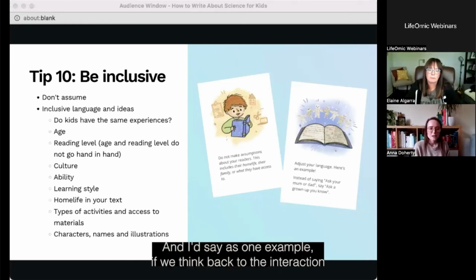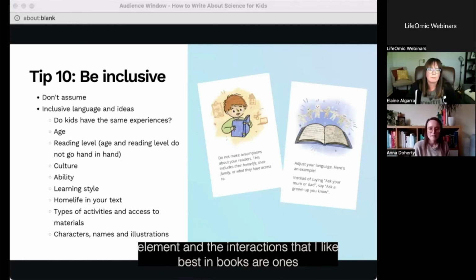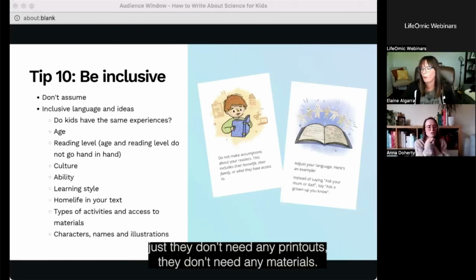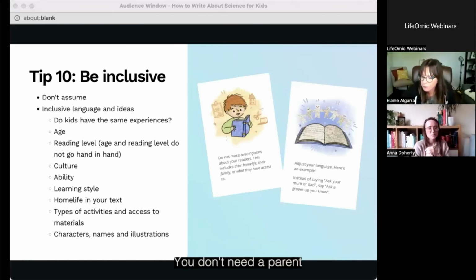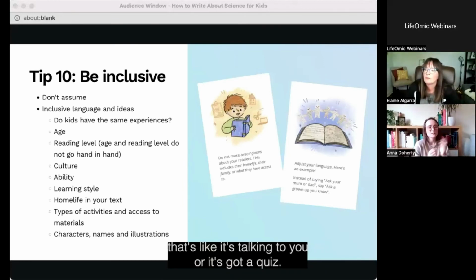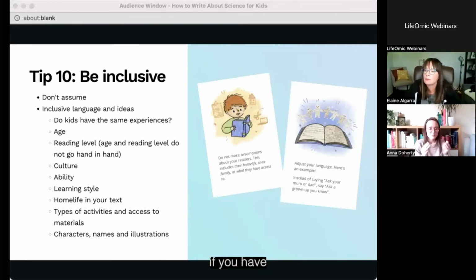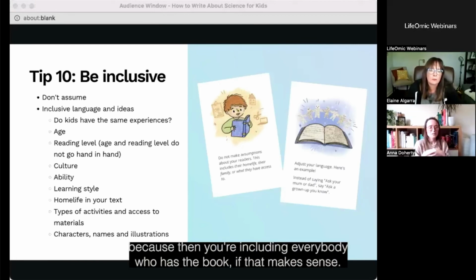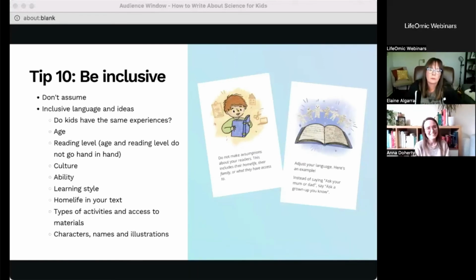And as one example, if we think back to the interaction element, the interactions that I like best in books are ones that are wholly contained within that book. They don't need any printouts, they don't need any materials, you don't need to go do something, you don't need a parent there or anything like that. Just something in the book that's talking to you, or a quiz that's in the book. If you have the physical book in your hand, then you have the option of the interaction, because then you're including everybody who has the book, if that makes sense.